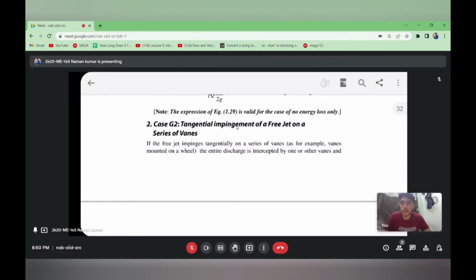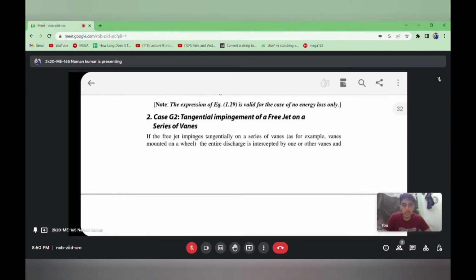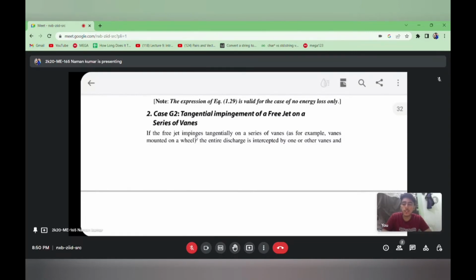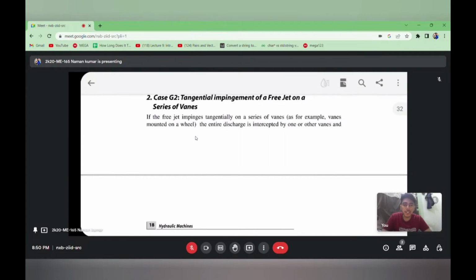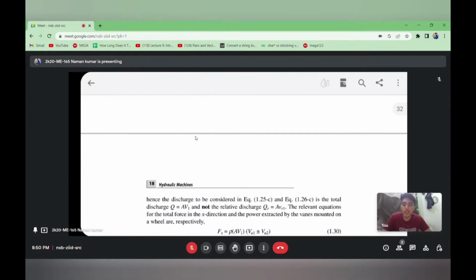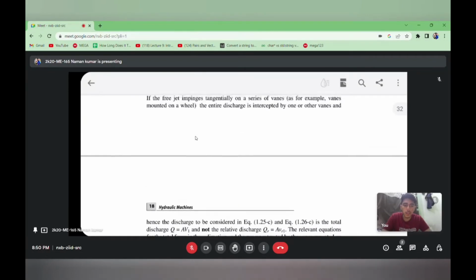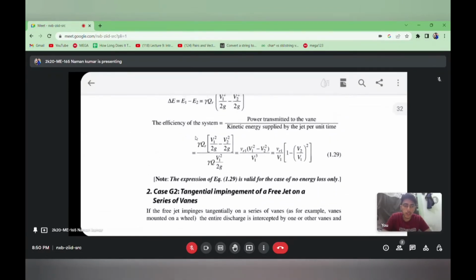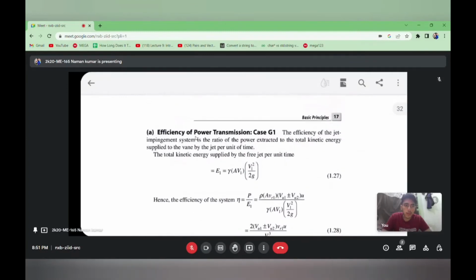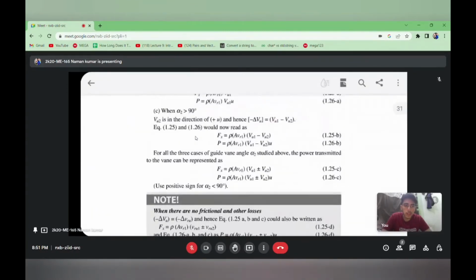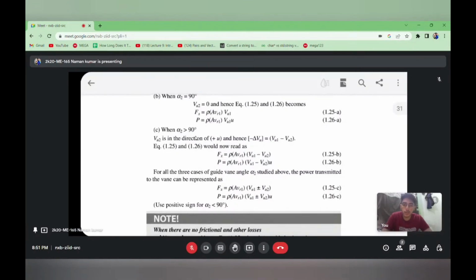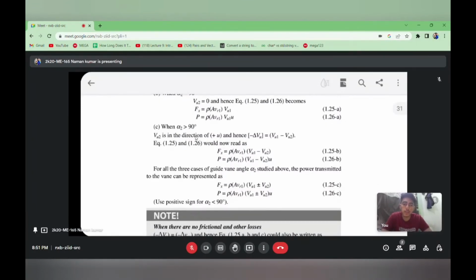And today my topic is tangential impingement of free jet on series of vanes. If the free jet impinges tangentially on a series of vanes, as for example vanes mounted on a wheel, the entire discharge is intercepted by the vanes, and here the discharge is considered in equation 1.25c. Here we use the force in x direction, rho a VR1 multiplied by VU1 plus minus VU2.